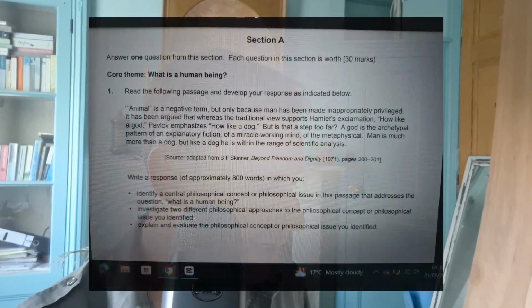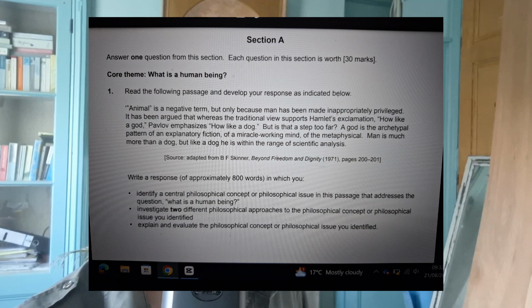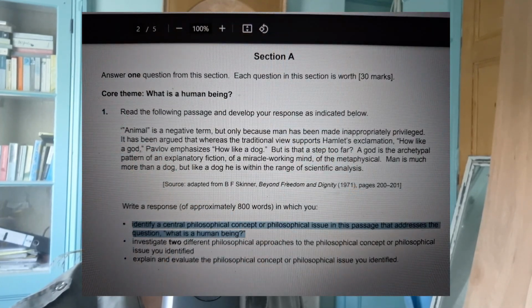Let's compare that to an exam paper from IB Philosophy. Okay, look at this quote here. I'm not going to suggest you read this now. You can pause the video if you want to, but you don't have to. The point is, you're given a quote, you're not expected to have seen this before or know what it's about, but you just take it in during the exam, and then look at these 3 bullet points underneath. Identify a central philosophical concept or philosophical issue in this passage that addresses the question, what is a human being?